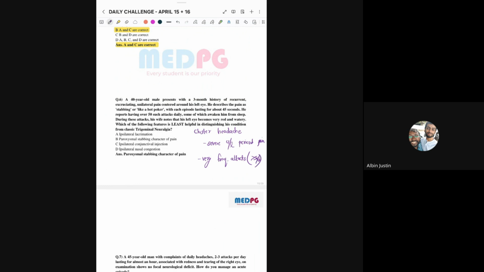And these attacks last for a very short duration, approximately 45 seconds, and are associated with redness and tearing. Okay. So which is least common to both? It is the stabbing character.